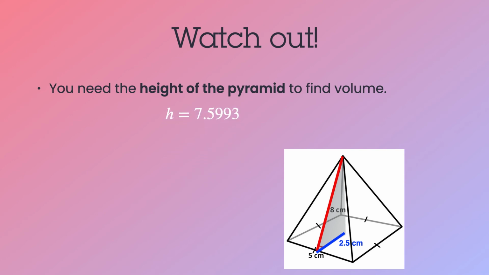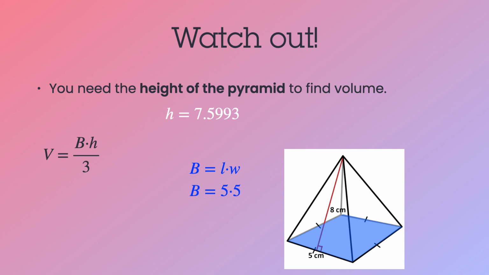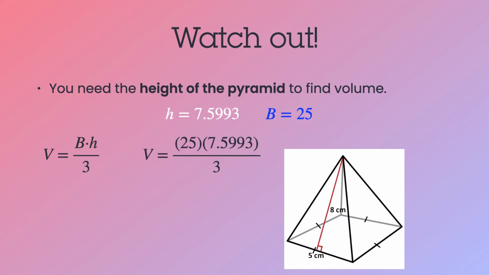But now that we have the height of the pyramid, we can actually work on finding volume. So remember, area of the base times the height divided by 3. Now we need to focus on what is the area of the base. So we look at the base. The base here is a square, so we're going to use length times width, 5 times 5. So the area of the base is 25. We'll plug those numbers into our volume formula, 25 for area of the base, 7.5993 for the height.